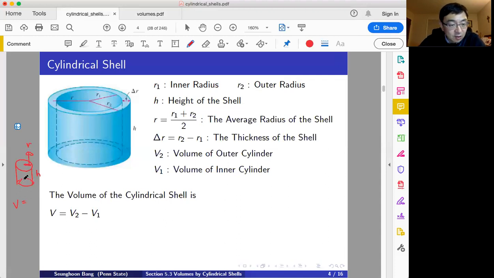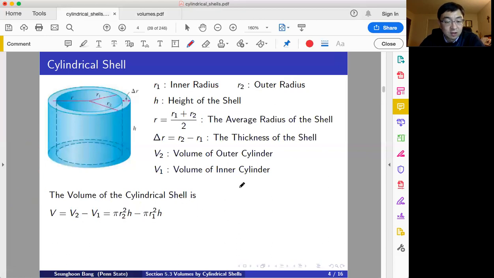What's the area of a circle? The base? The area of a circle is, yes, pi r squared times height h. This one, pi r squared times h. So what's V2? Exactly pi times outer radius R2 squared times h. Minus, what's V1? The inner radius R1. So we have pi times R1 squared times h.